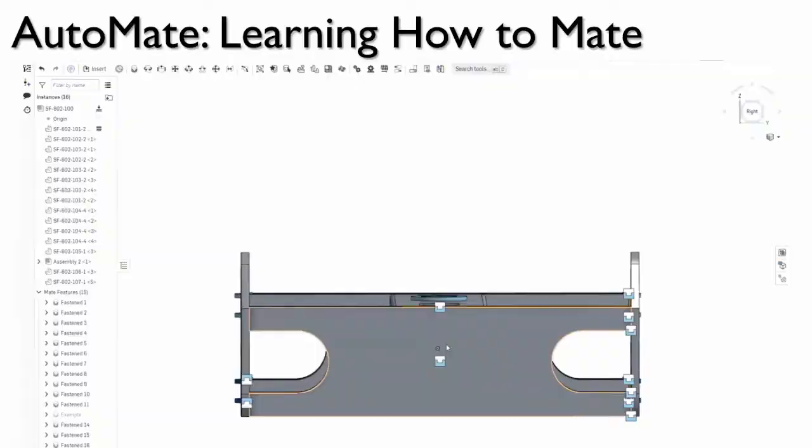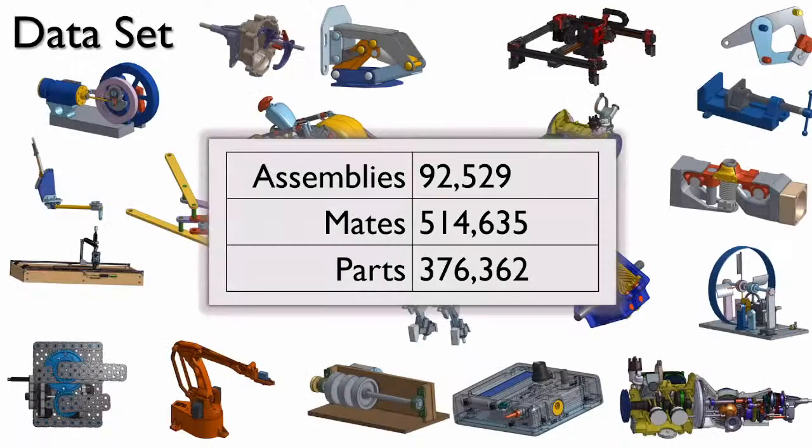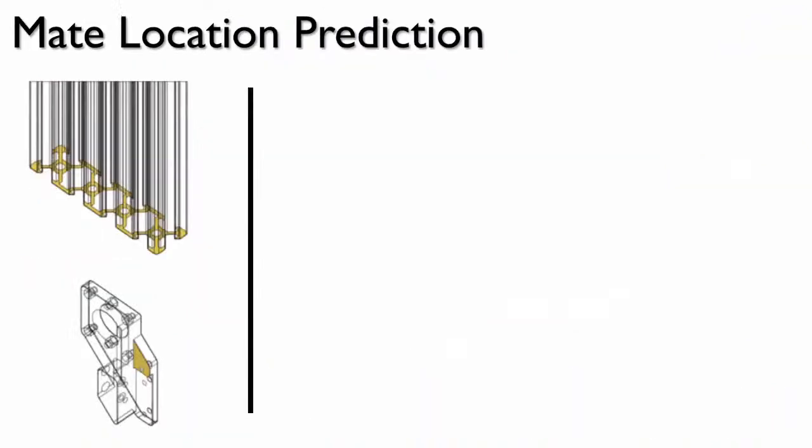In order to do this, we had to train this on a large data set. So we scraped and cleaned a large collection of assemblies from Onshape, an online first CAD system. We got about 500,000 mates from about 100,000 assemblies. And feeding this to SVGCN and the Siamese network, we're able to create a recommender that takes things that look like this.